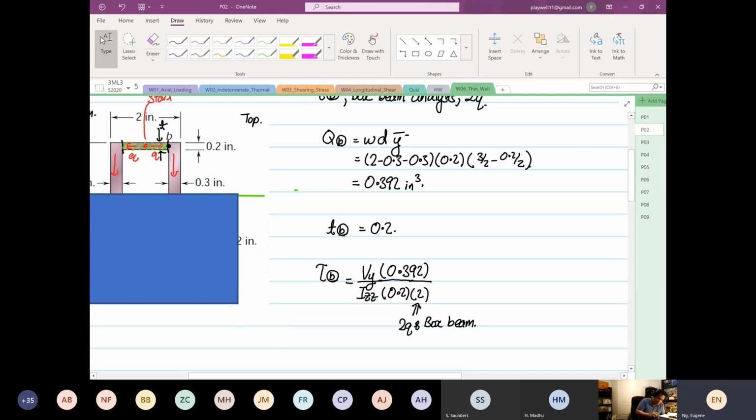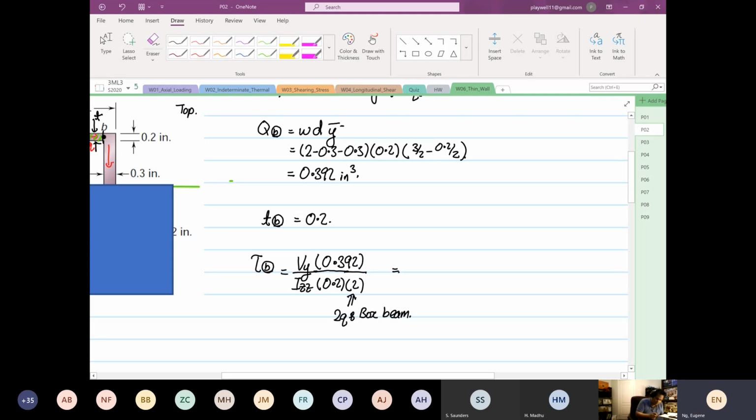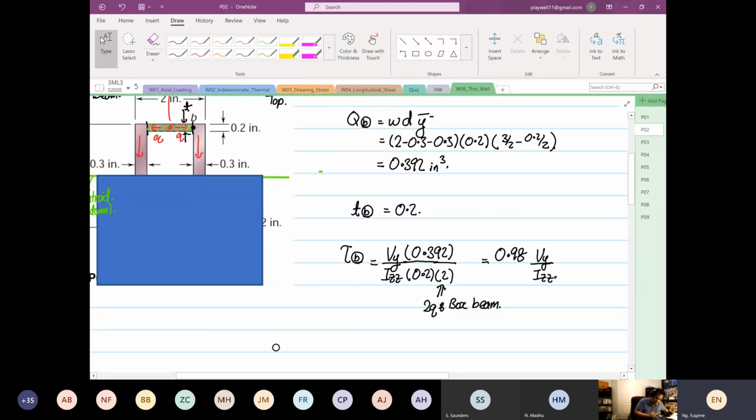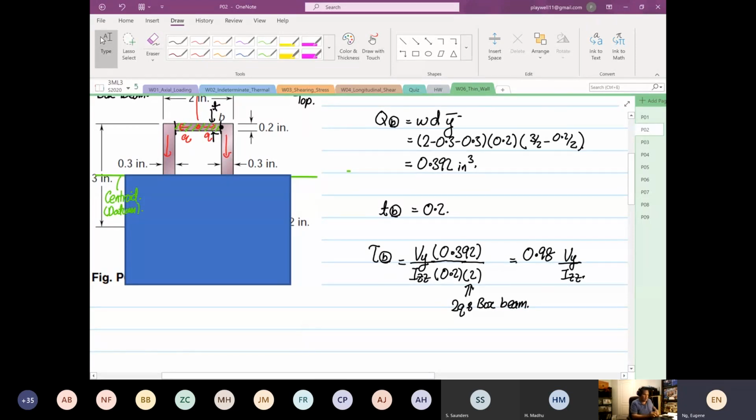So from here, this will be equal to Vy over Izz times 0.392 divided by 0.2 divided by 2, which is equal to 0.98. So it's 0.98 Vy over Izz. Are we clear? Okay, so this is for the shear stress at point B. Any questions so far?